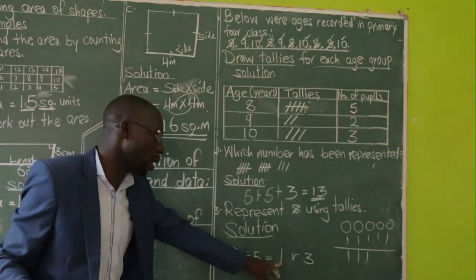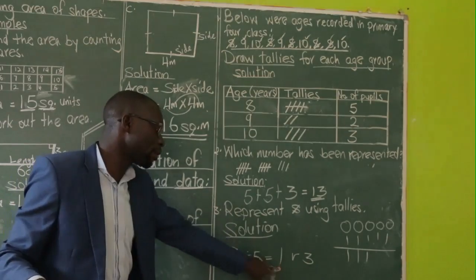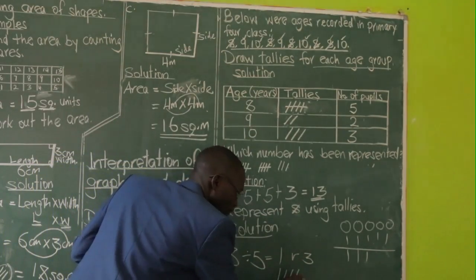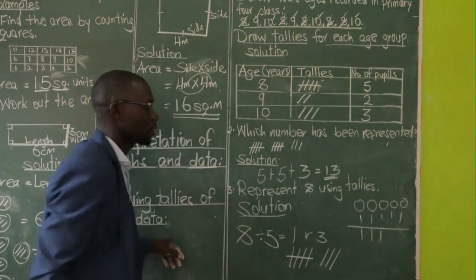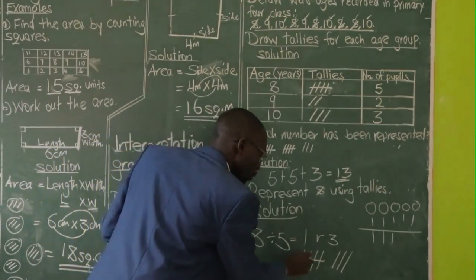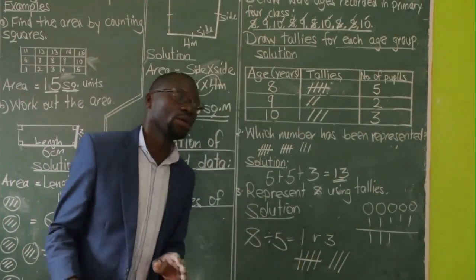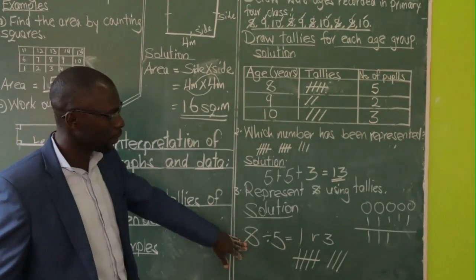So because we have 1, this one we are going to represent it by drawing a bundle of 5. So we are going to say 1, 2, 3, 4, 5, and then the remainder 1, 2, 3. So one bundle, or you can say one group of 5s, and then the 3 1s. So that's basically how we draw tallies for a number.